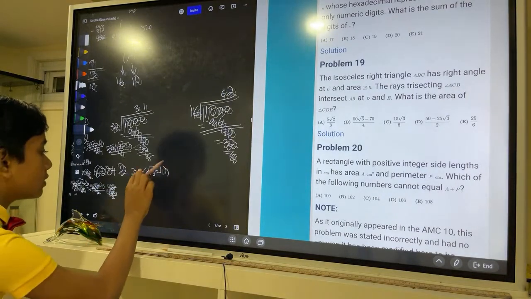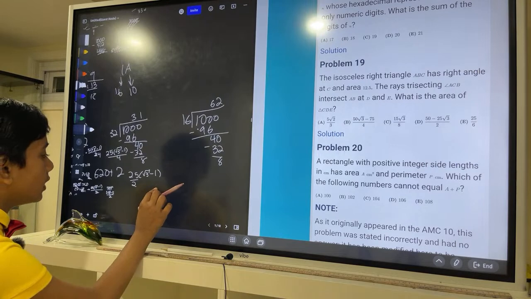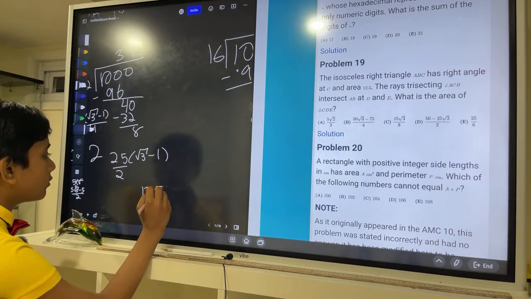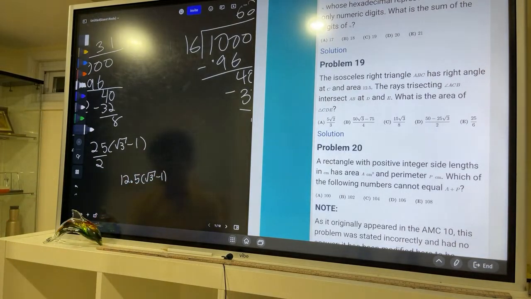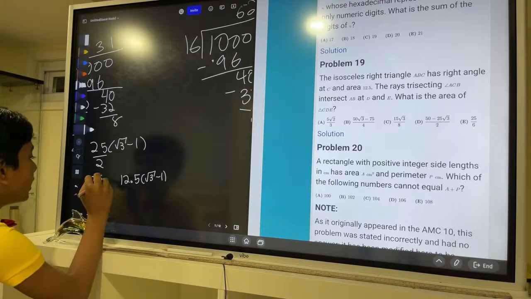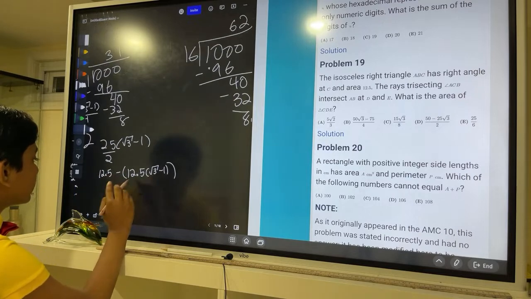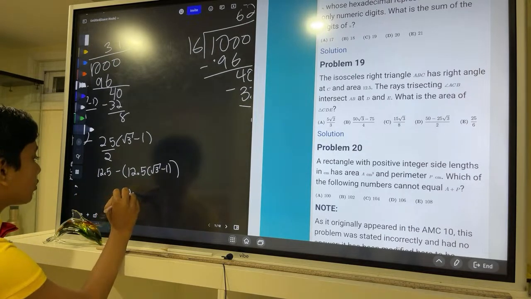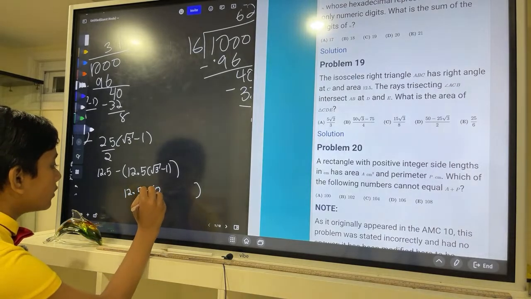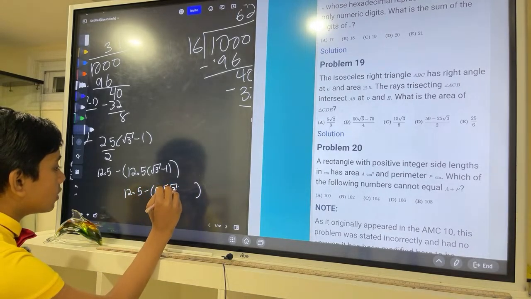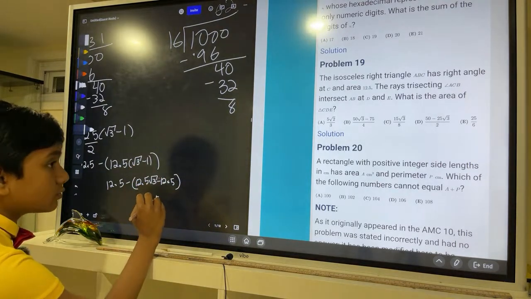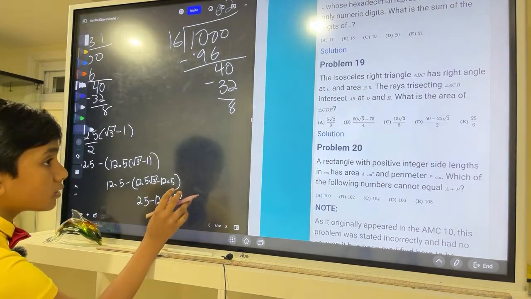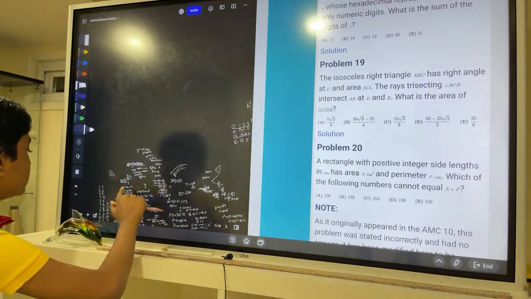And, wait, yeah, okay. So 12.5 root 3 minus 1. So that means that 12.5 minus this is going to be 1.5 minus 12.5 root 3 plus minus 12.5. So 25 minus 12.5 root 3. So 50 minus 25 root 3 over 2, which is D.